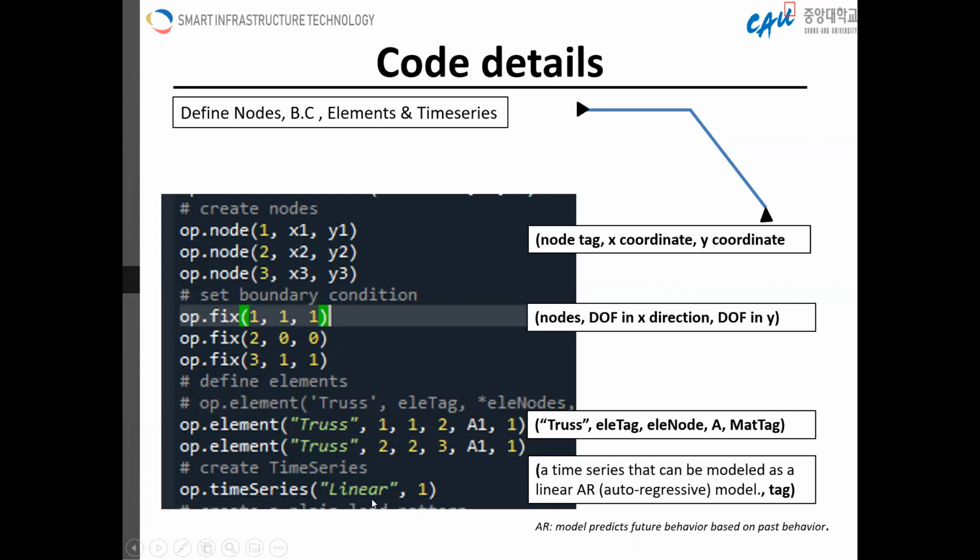For time series, we are going to use linear. So what is linear? A time series that can be modeled as a linear autoregressive, like I'm going to explain later as well for the load control command. What is autoregressive? It's when the model predicts future behavior based on past behavior. Like if we have time 1, t1, then we want to know the time 2, t2, that is termed an autoregressive model.